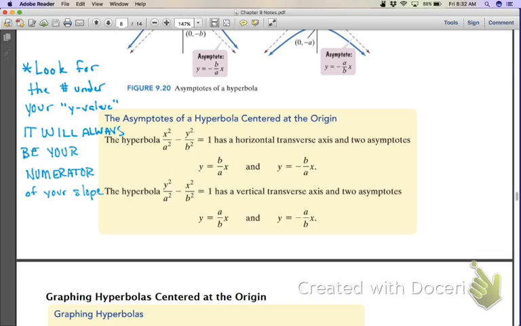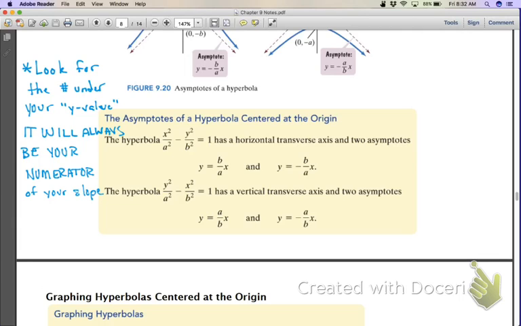But the biggest thing is paying attention to the order in which your equation starts. Is y first? Is x first? Or x squared or y squared, whatever you want to call it. Remember, your a and your b don't change; your x's and your y's now change. Yesterday or two days ago, when we did ellipses, your a's and your b's changed places, and your x's and your y's stayed put. Whereas here, your x's and your y's move, but that number underneath will not change.